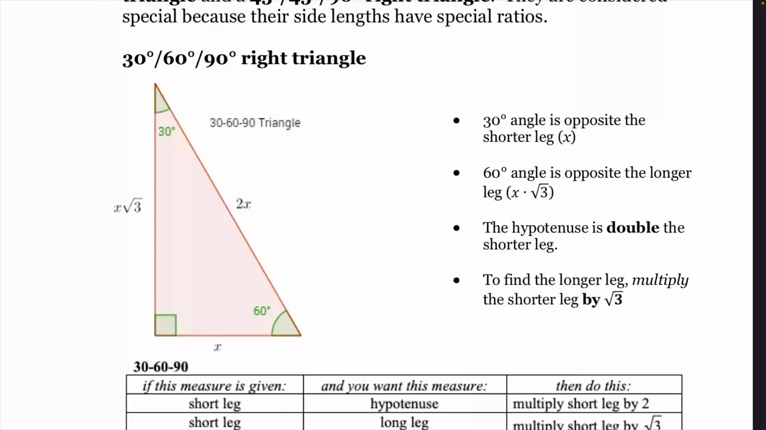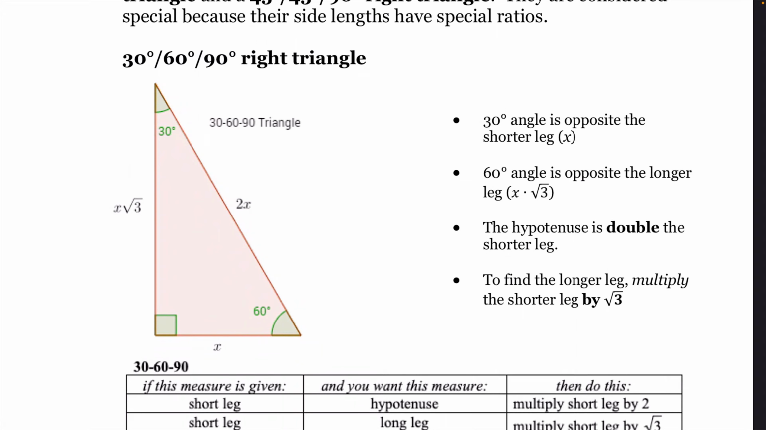Say 30, 60, 90. Why is it called that? Because one of the angles is 30 degrees, the other is 60, and then of course you got your 90, okay? So when you do that, you create three things. A short leg. How do I know it's a short leg? Because it's opposite of the smallest angle.